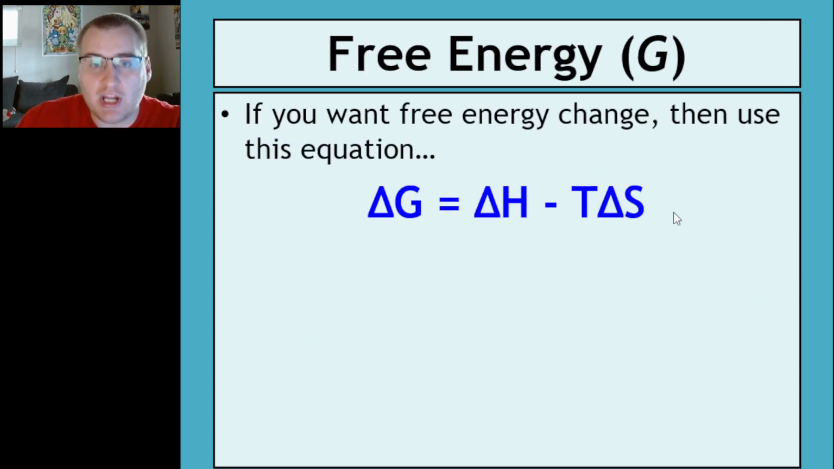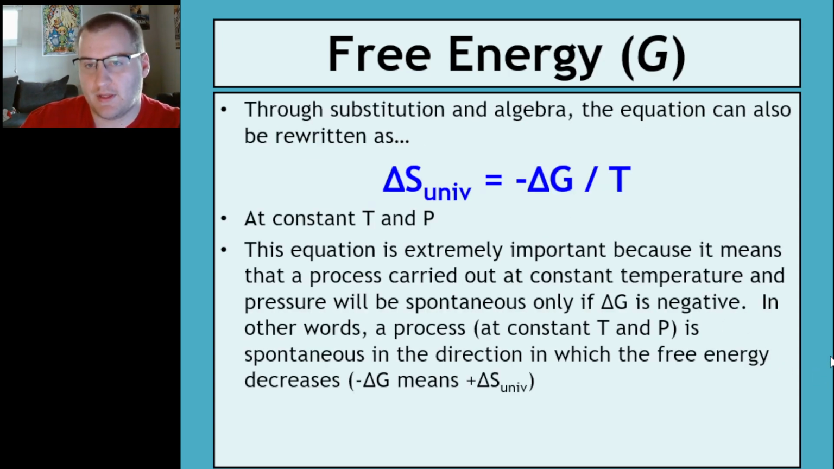If you want to know the change in free energy, you have this exact same equation. We just add these little triangles that mean change. We'll talk about when to use these two different equations in our examples in just a bit. Through substitution and algebra, the equation can be written as this. But this only works at constant temperature and pressure.